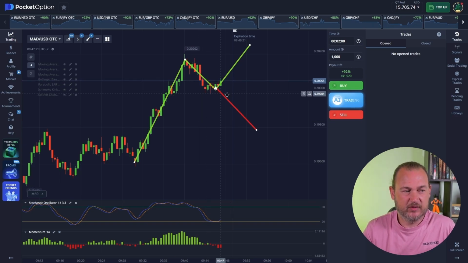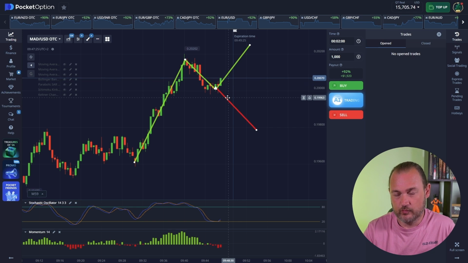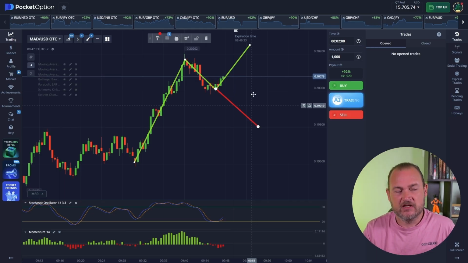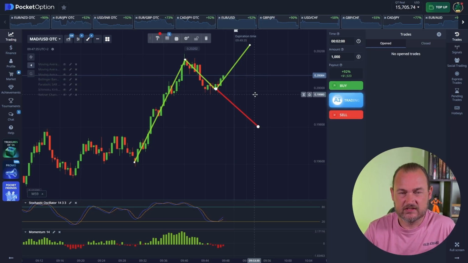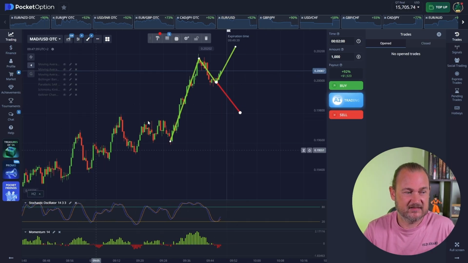And we now need to wait and see what is going to happen from here. We don't know. We can't predict what will happen. So it's impossible for me to say at this point that price is going to go up or price is going to go down. There's no way of telling what's going to happen. What I do know is that I am in an established upwards trend.